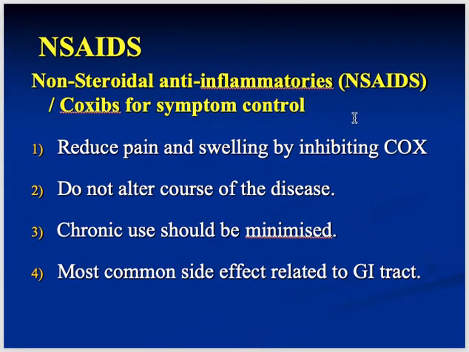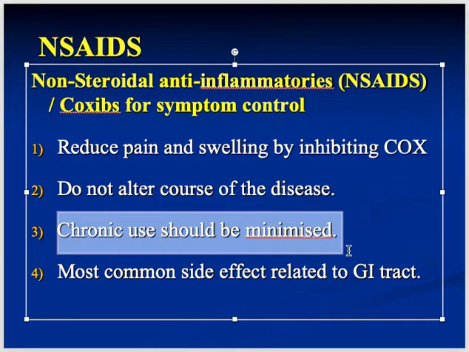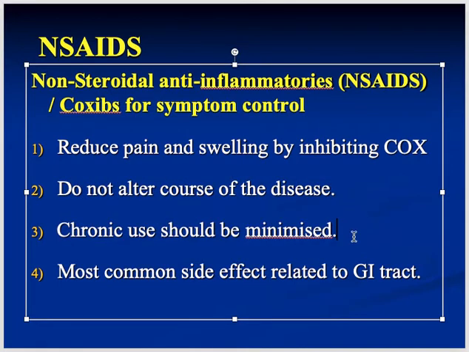So, for example, NSAIDs can be given. There are many types of NSAIDs. They reduce the pain and swelling. They do not alter the course of the disease. I was telling you this. Chronic use should be minimized. Of course, they do have side effects, especially GI bleeding, and they are all nephrotoxic.